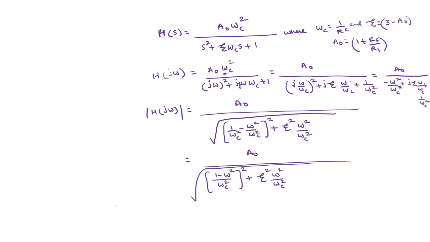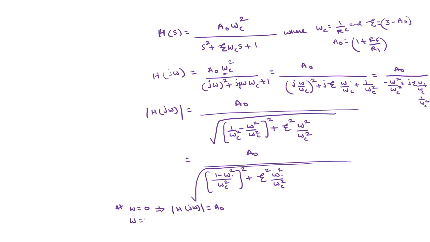First, I will show that this is a low pass filter. I will take two extreme points. At omega is equal to 0, what is the magnitude of H of j omega? This is 0, so 1 square is 1, this is 0. So, simply a naught.